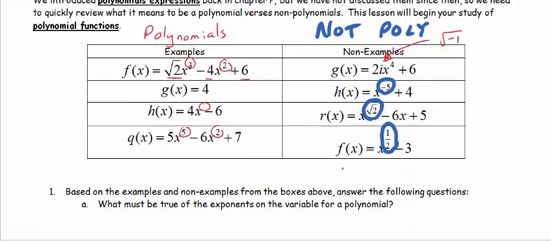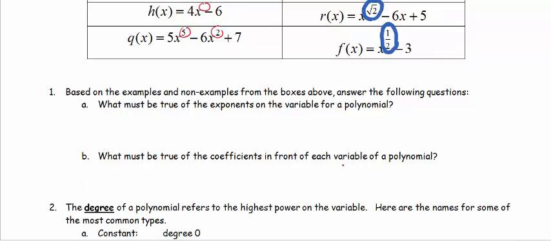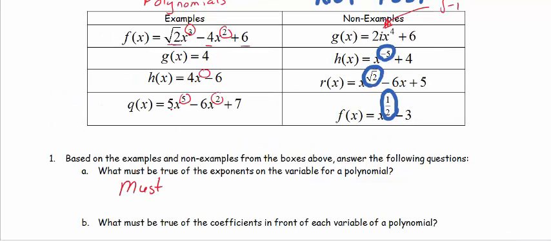Alright, well let's keep going down, and let's answer some questions. So what must be true of our exponents on the variable? Okay, our exponents must be what? Let's just think for a second as we look back up. Our exponents must be integers. Alright, can they be anything else? An integer, remember, can be negative or positive. So can they be integers? Let's think about that for a second.